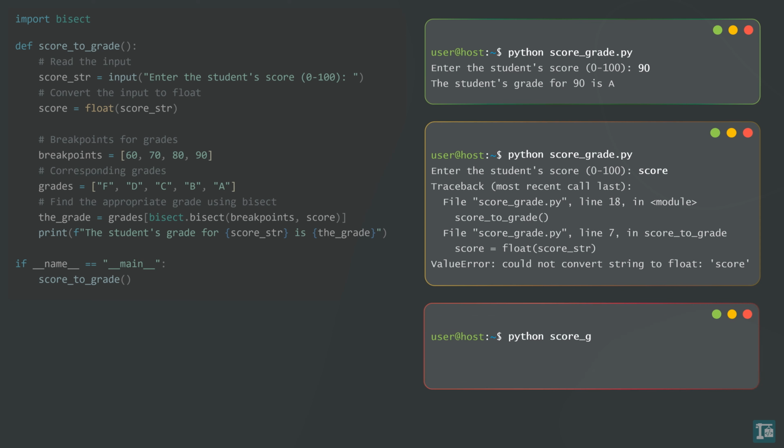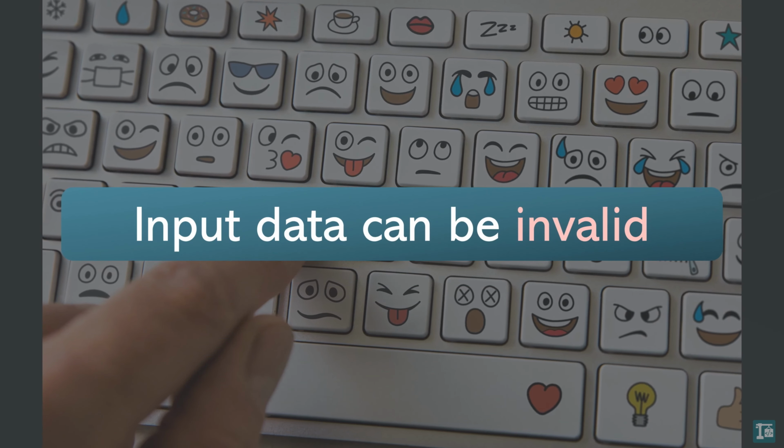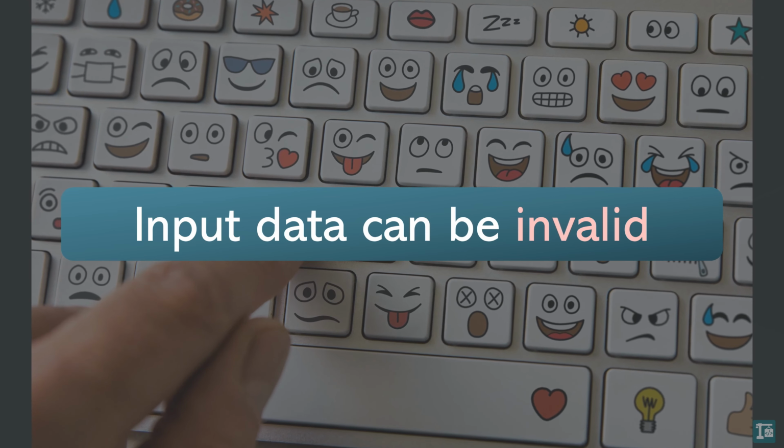What about 101? It gives us an A, which is clearly wrong. The problem? Our program wasn't prepared for bad input. It doesn't handle non-numeric data or out-of-range values, leading to crashes and incorrect results. The key takeaway: always expect unexpected inputs. The solution is input validation.